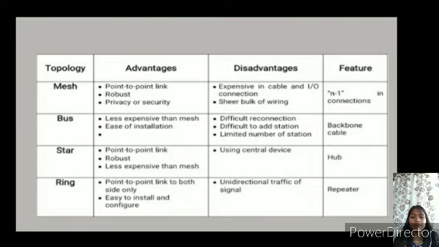Then the advantages of ring topology are point-to-point link to both sides only, and easy to install and configure. Then the disadvantage is unidirectional traffic of a signal. And the feature is the repeater.